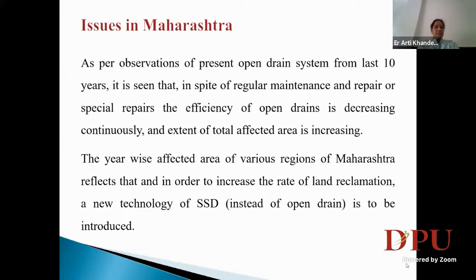What is happening in our Maharashtra state? As per the observation of some data, in the last 10 years we have been proceeding with the open drainage system. I will explain what the open drainage system is later on. Because of the open drainage system and regular repairs, land is being damaged, about 65% due to land reclamation.